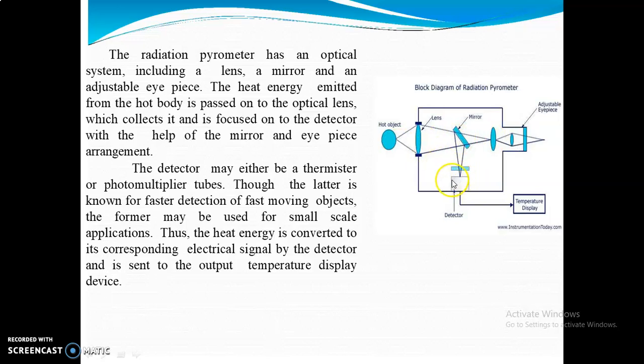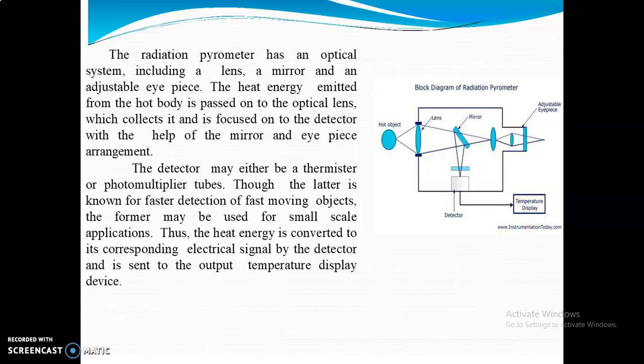And here the detector, they can go for thermistor or photomultiplier tubes. So using that detector, the output signal is an electrical signal. Here this detector acts like a transducer. The heat energy is converted to a corresponding electrical signal by the detector, and we can get the output in terms of temperature.